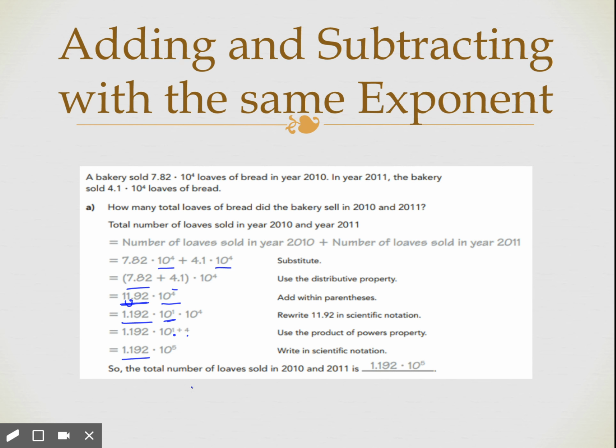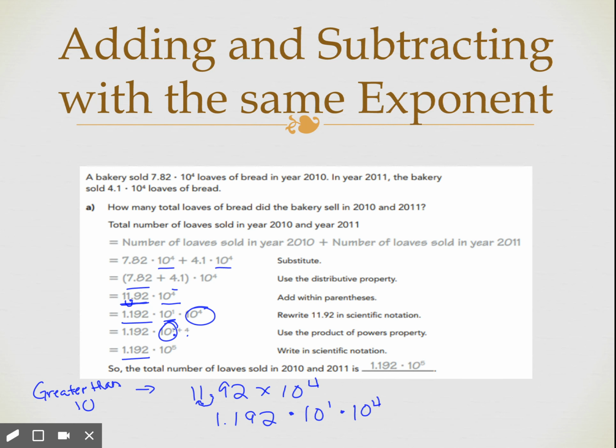Again, we cannot leave this 11.92 times 10 to the fourth because this is greater than 10. So I'm moving my decimal point one space to the left, which is where that 10 to the first power comes from. So now I have 1.192 times 10 to the first power, and that 10 to the fourth power that I originally had didn't go away. And now I'm combining these two using the product of powers property that you learned in the last chapter.